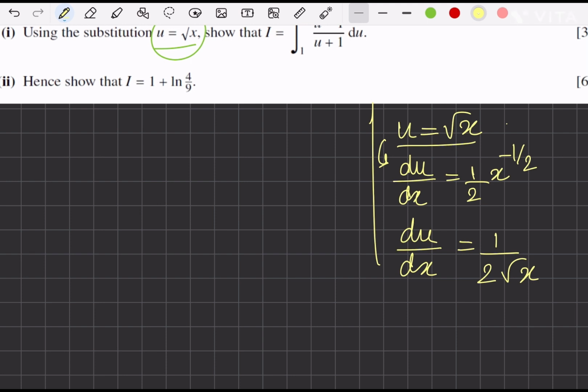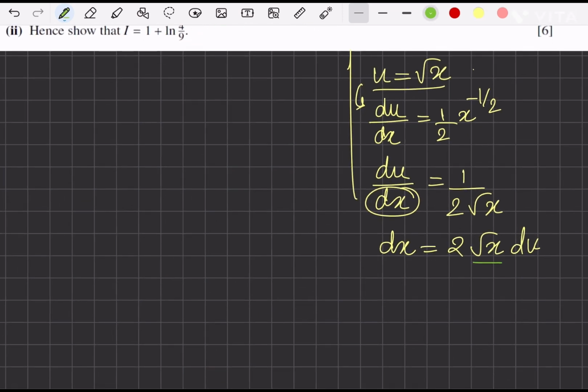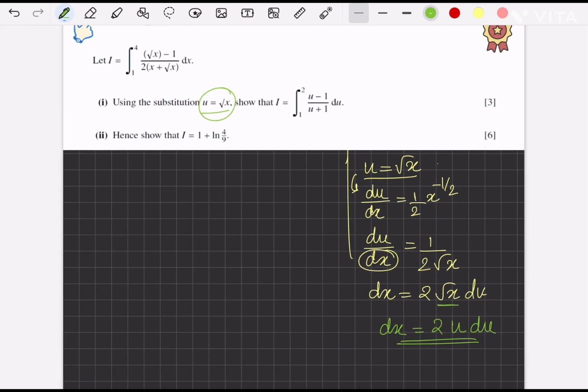Now from here what I will do is make dx the subject. So it will become dx is equal to 2 root x du. Now as I know that root x is nothing but u, I can just write 2u du. Now coming here to substitute it.